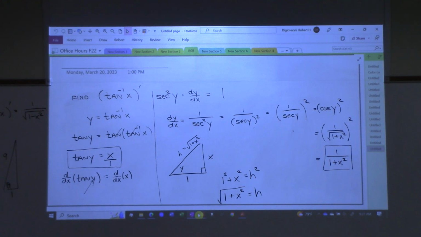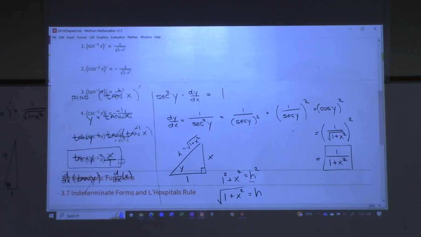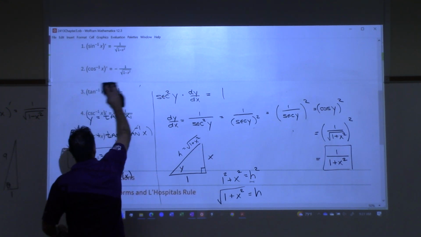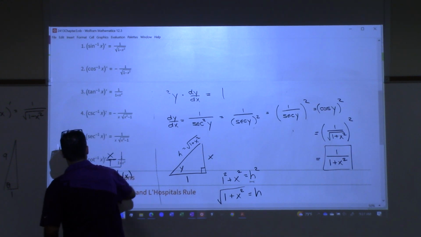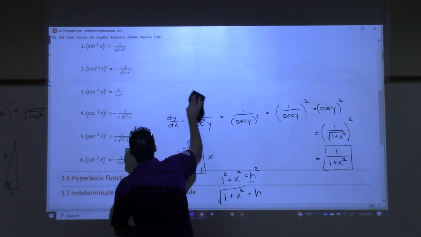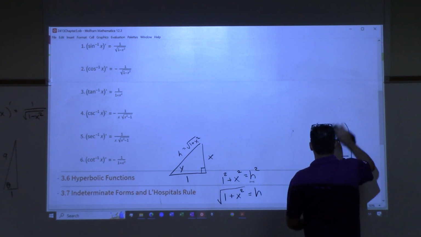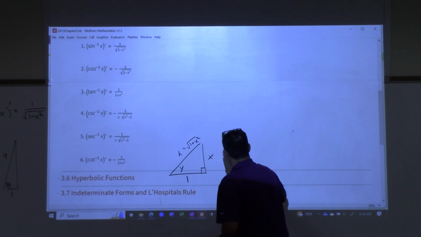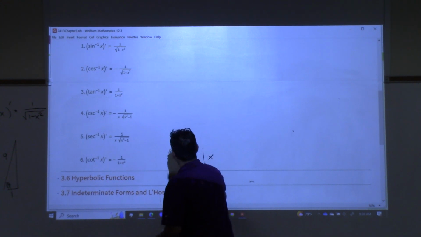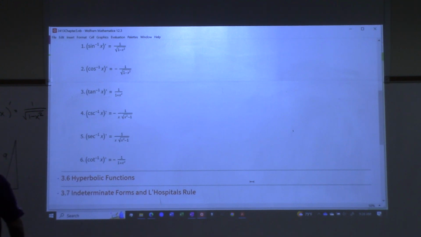So let's summarize these six inverse trig functions and their derivatives. Like I said, on your formula sheets, these are there. Again, Cal 2 students, these are the ones that you're probably going to find yourself using, and at some point you'll probably memorize. Let me make this a little bigger.